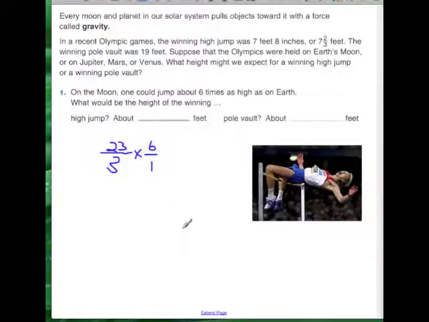23 times 6, we might not know off the top of our head, so we can put it down here. 23 times 6. We know that 6 times 3 is 18. Bring down our 8, carry our 1. 6 times 2 is 12, plus 1 is 13, which gives us 138. 138 over 3 times 1 is 3. And we can convert that into a mixed number by taking 138 and dividing that by 3.